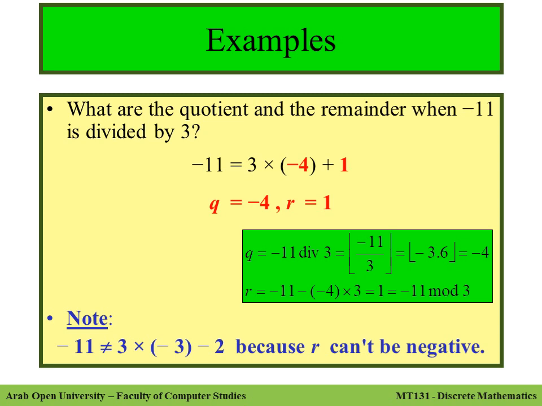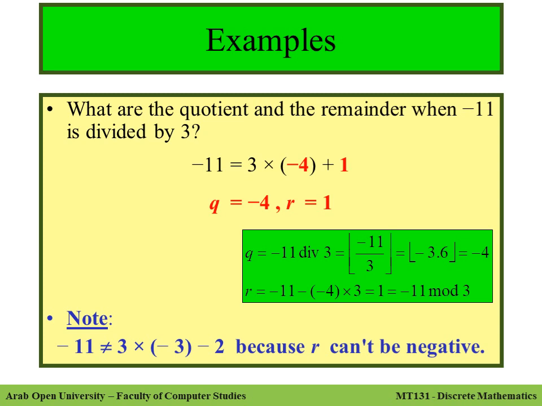So here is another example. What are the quotient and the remainder when minus 11 is divided by 3? The correct way to do this: when you divide minus 11 by 3, the quotient should be minus 4. Minus 4 times 3 is minus 12. If you subtract minus 12 from minus 11, it becomes minus 11 plus 12, which is 1. The remainder is 1. This is now dividing in a way that the remainder is positive. This is the correct way. Now your quotient is minus 4. Your remainder is equal to 1.